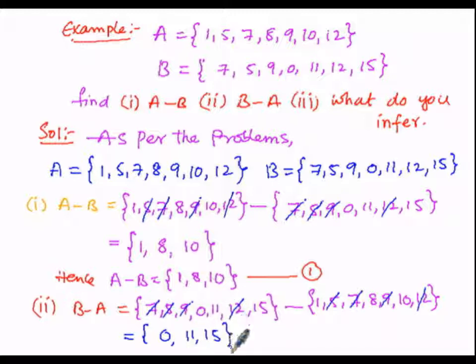So here we should not include 1, 8 and 10, because these elements are removed from the first bracket. Therefore, the elements which are left over in the first set, that is B, will be the elements of B minus A. So 0, 11 and 15 are the elements of the B minus A set. Therefore, B minus A is equal to 0, 11 and 15. Let us consider this as the second one.